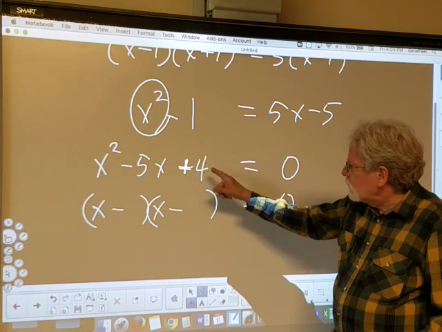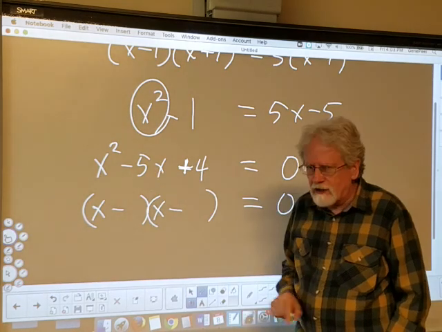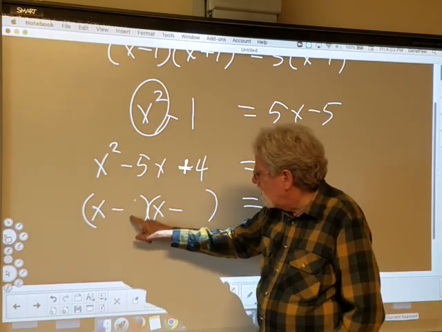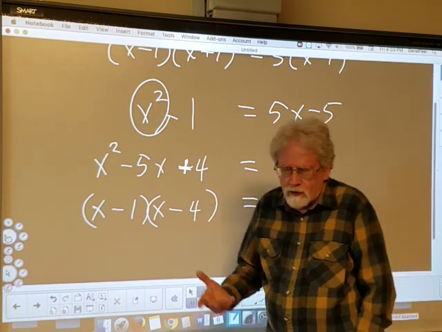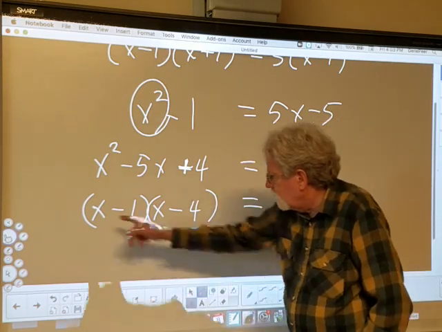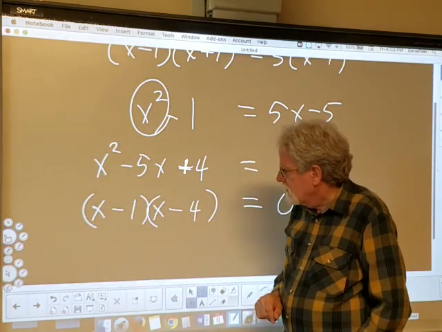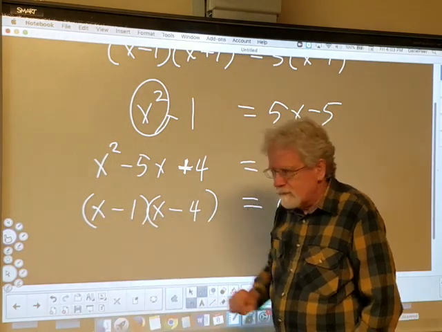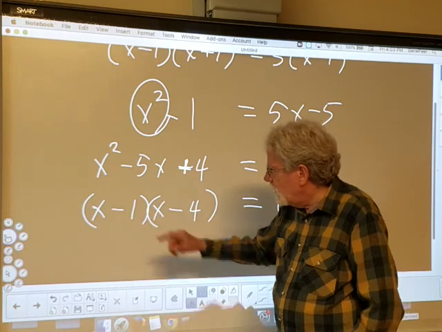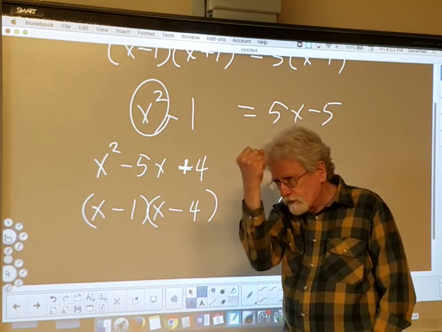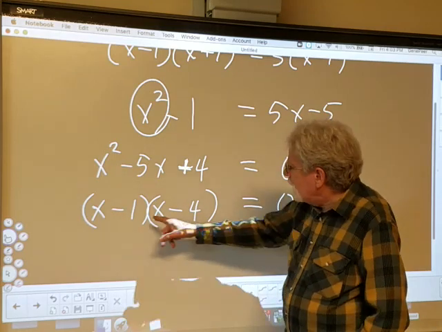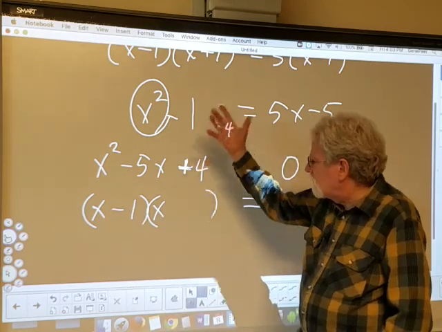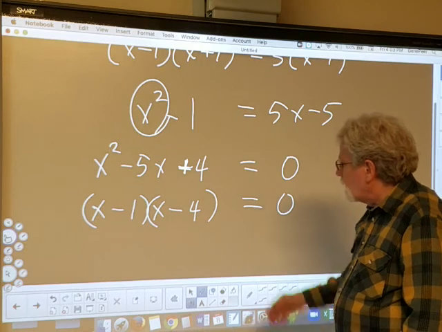Now I need two things that multiply to give 4 but add to give -5. How about 1 and 4? And if we're unsure of ourselves, well, test it with FOIL. The firsts, of course, work. The outers, -4x. The inners, -1x. Put those together, -5x. And then the lasts, -1 times -4 is +4. There we have it. So what are our solutions?